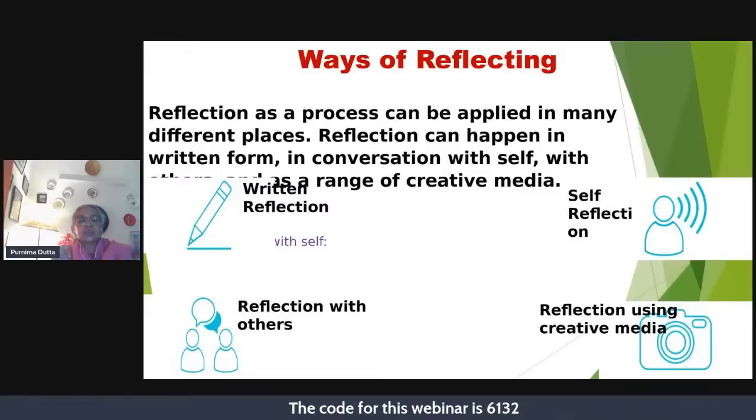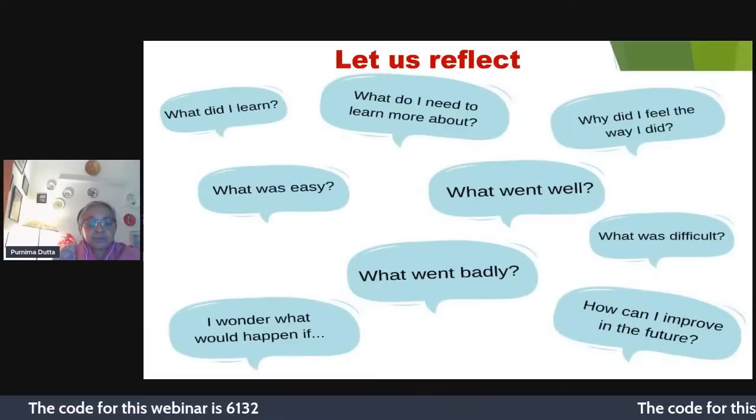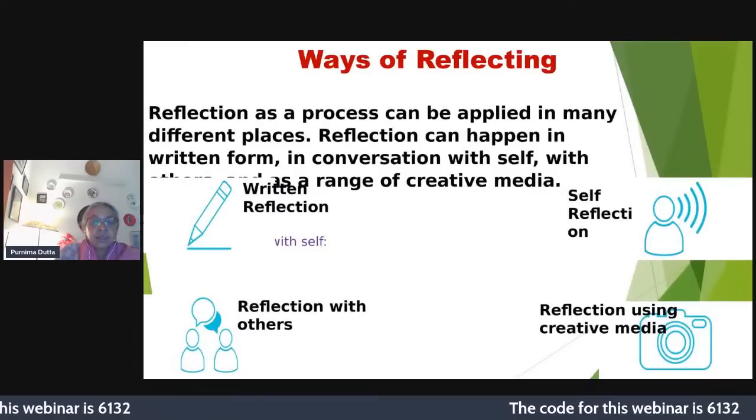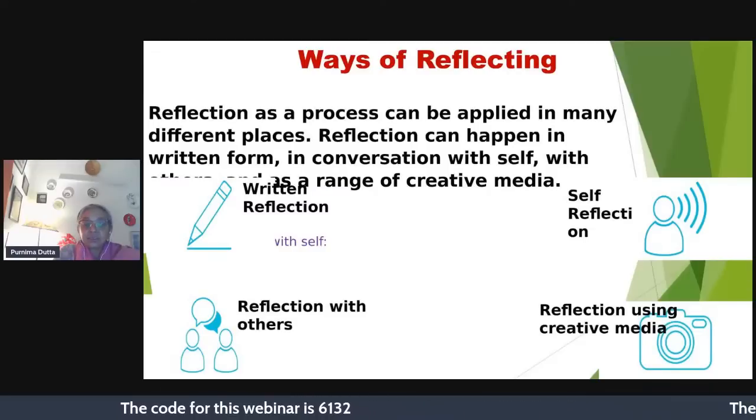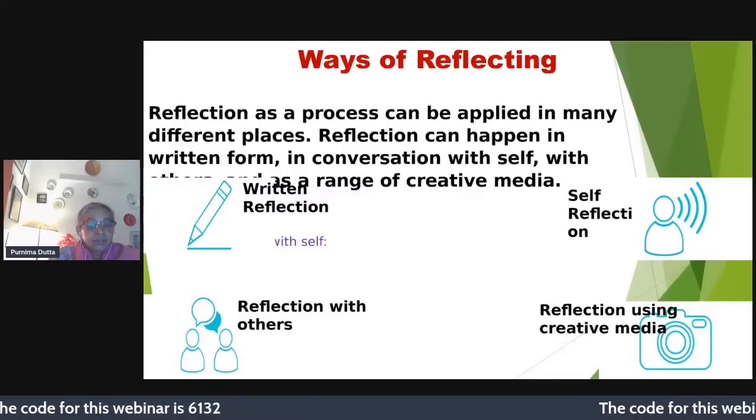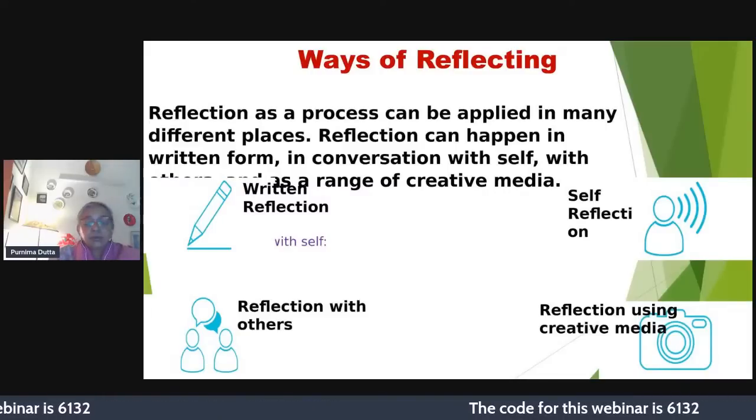Reflection as a process can be applied in many different places. Right? Reflection can happen in written form, like I said, you write it down. Self reflection, so you speak it out loud. Reflection with others or reflection with an audience.